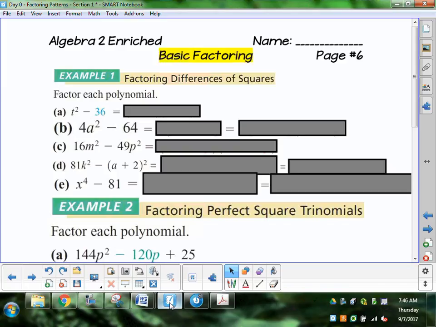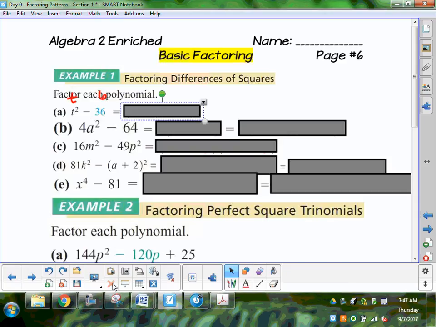Okay, what times itself gives you t squared? What times itself gives you 36? Now, if you need it in the beginning, lightly write the square root of each half up top. That helps remind you what needs to be there. This is going to break down into two binomials: the square root of the left plus or minus the square root of the right. So you're going to have the quantity t plus 6 times the quantity t minus 6.